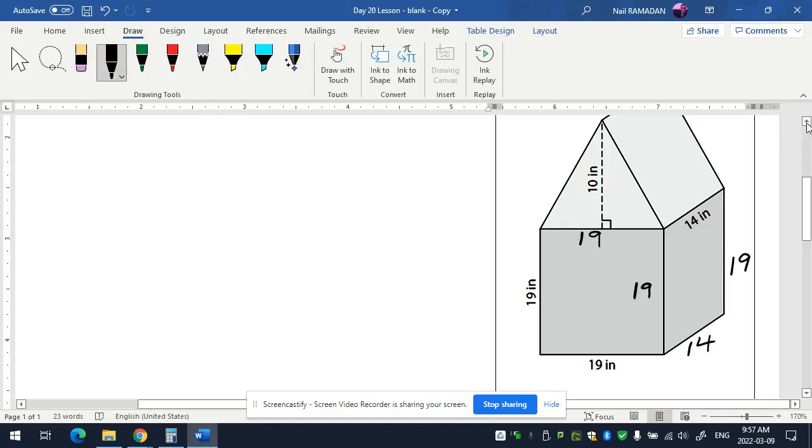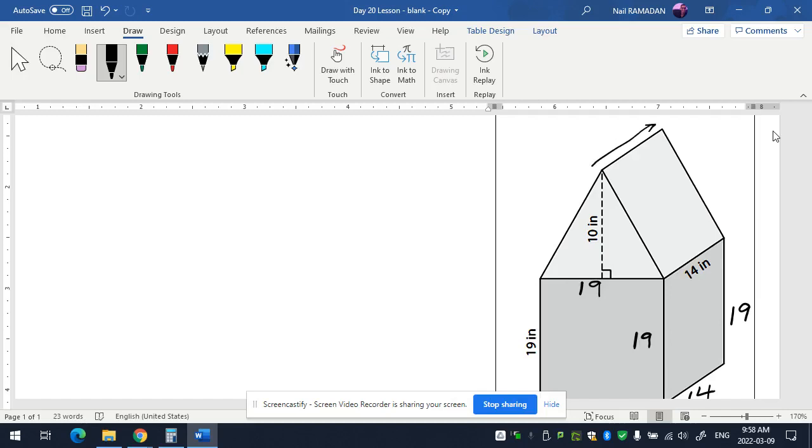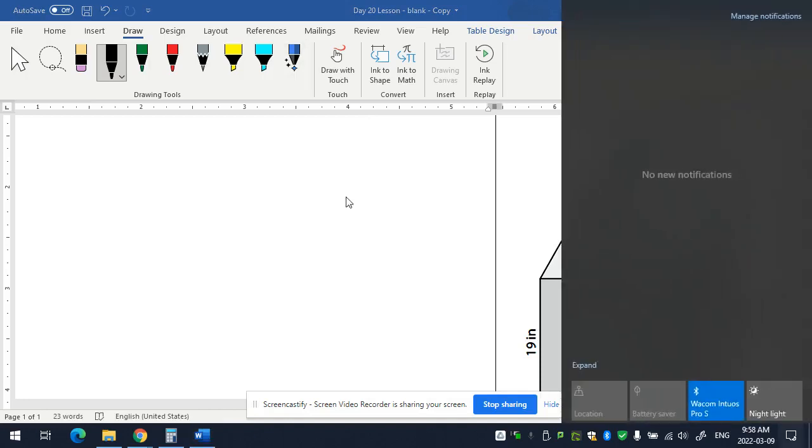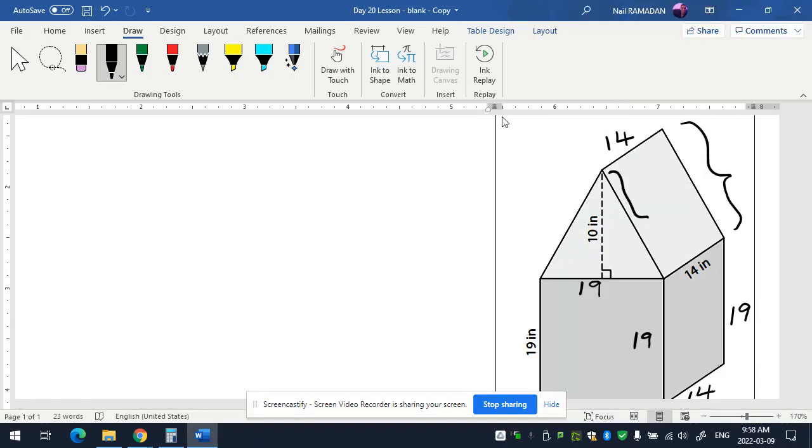Okay, where are we? How about this one? 14. How about this one? No, not 10. 10 is right here. I'm talking about this one right here. Not quite. Nope. I'll give you a hint. We have to actually do a calculation together.